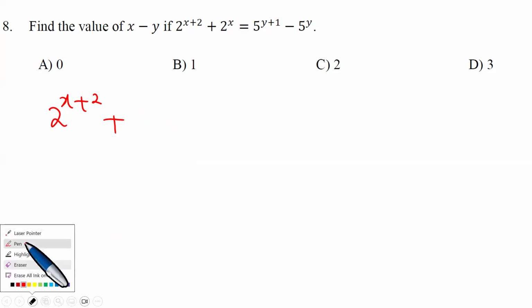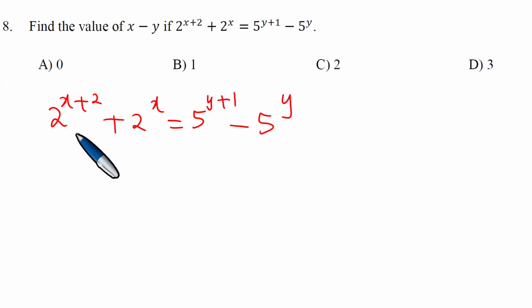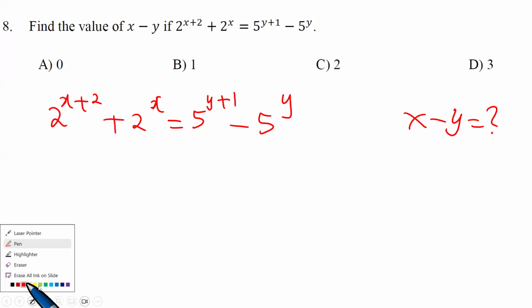Right. So we have been given 2 to the power x equals 5 to the power y plus 1 minus 5 to the power y, like this. Okay. And then we need to find the value of x minus y. So the question is, x minus y is equal to what? Okay, what do we do here?